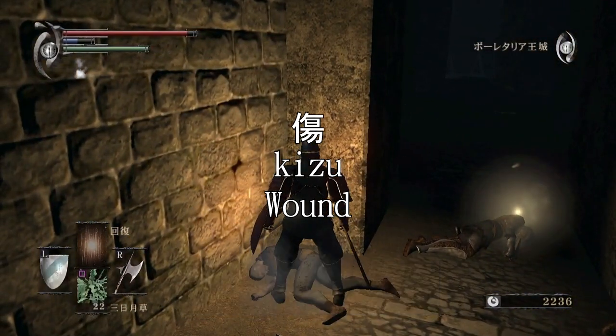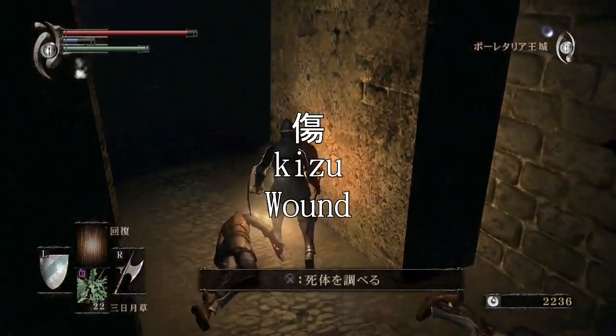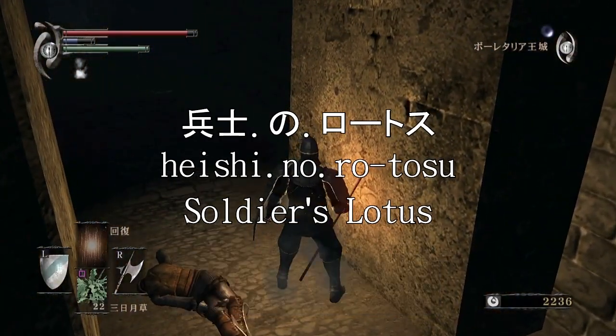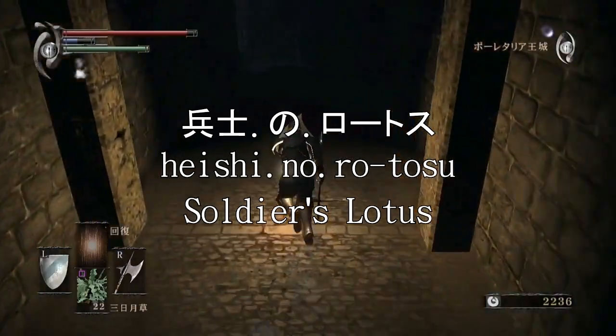Kizu, wound. Heishi no Rotosu, soldier's lotus.